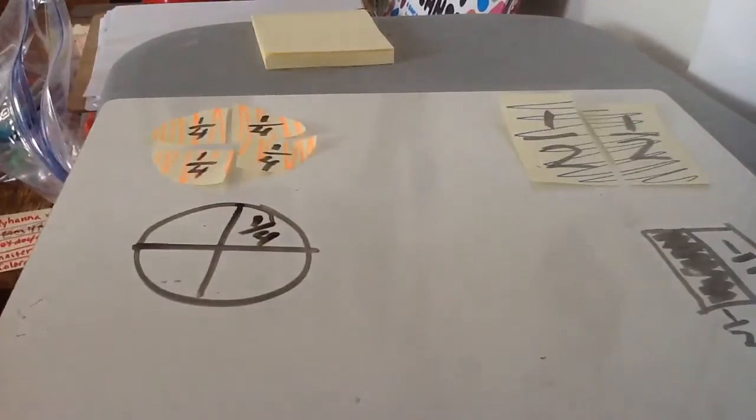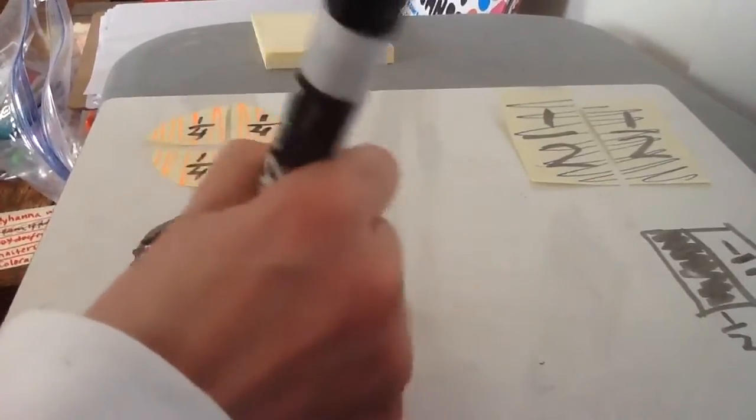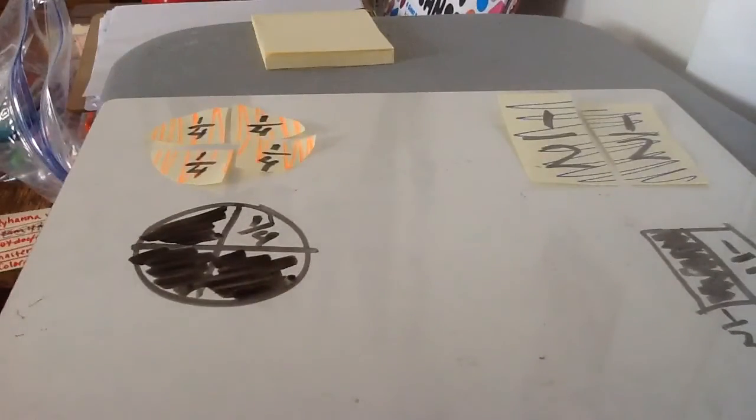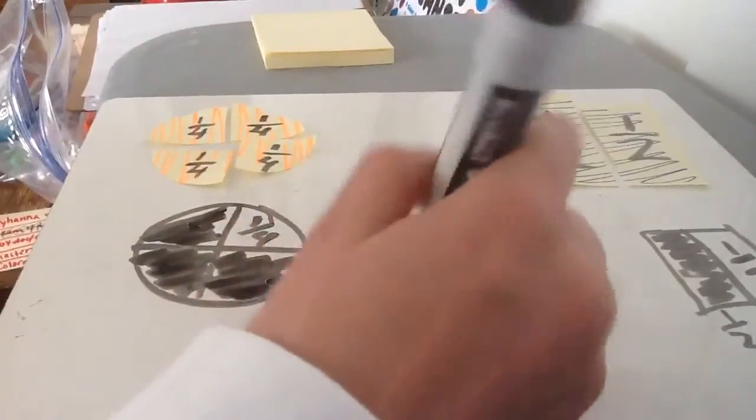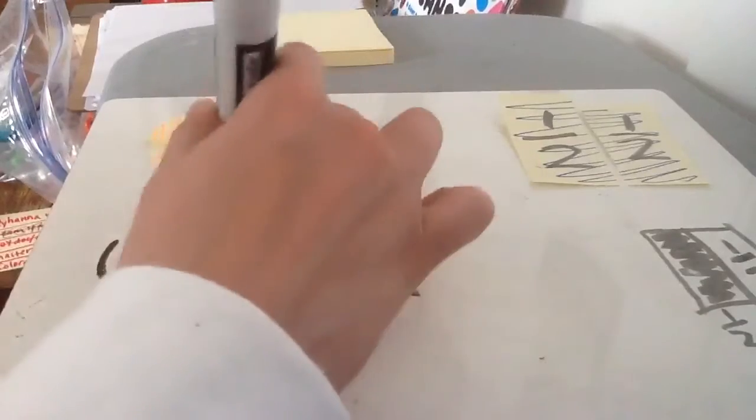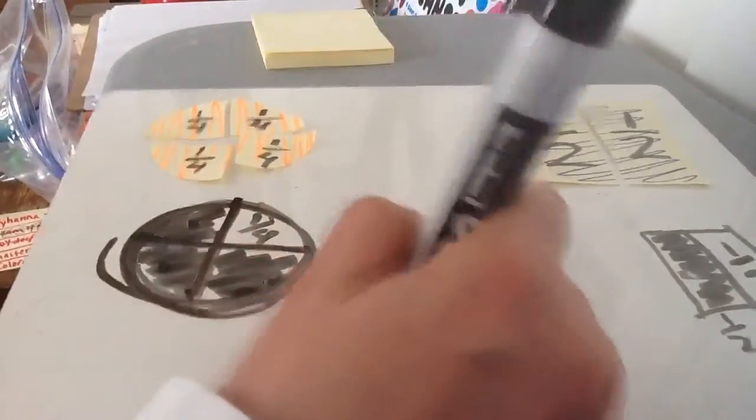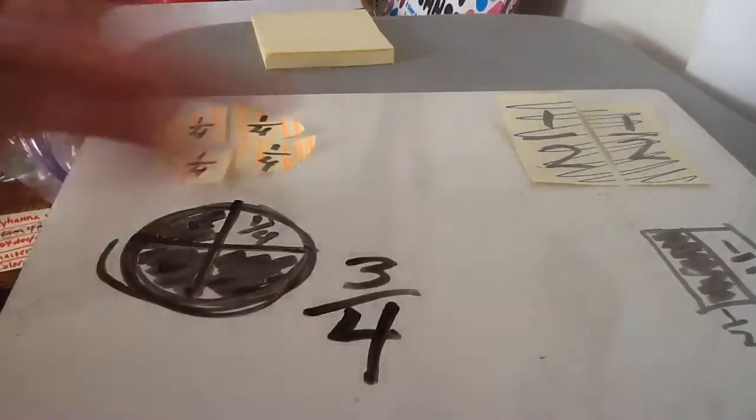Now I have a challenge for you. If I shade all of these other parts, and then I ask you to name the shaded fraction, what do you need to focus on? Shaded. I said shaded, you need to name shaded. How many shadeds are there? There's 3. Out of how many parts in the whole? 4. So the shaded fraction is 3/4.